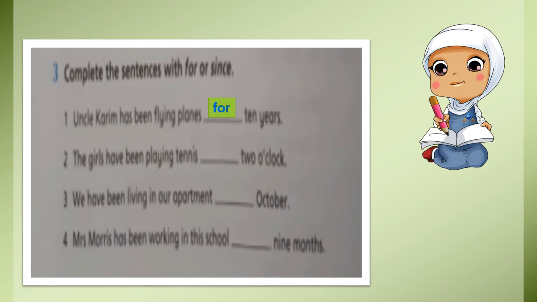Number 2. The girls have been playing tennis 2 o'clock. Pay attention. 2 o'clock. This is the start of the period or the whole period? 2 o'clock. Great. This is the start of the period. So the correct is, very good, since. So the girls have been playing tennis since 2 o'clock. Number 3 and 4, this is your homework for this lesson.